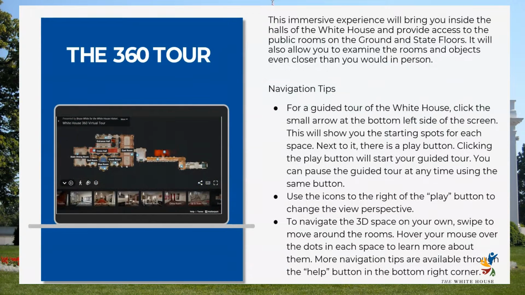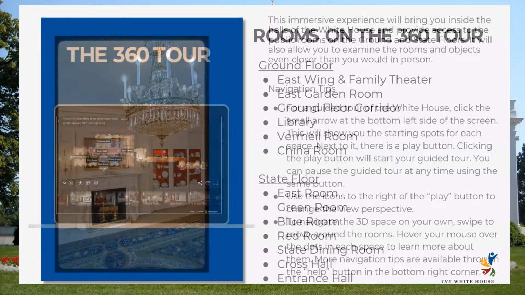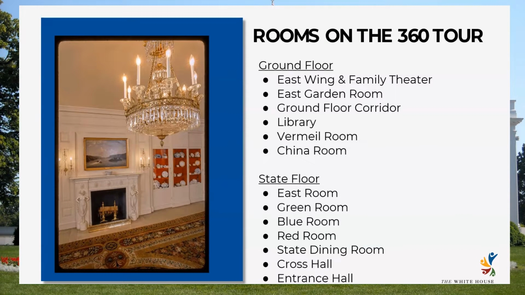So, navigational tips for a guided tour of the White House: click the small arrow at the bottom. Ooh, this is exciting. We will be looking at that tour here in a moment. We can use the icons as play buttons, and there's a navigational 3D space that we could do on our own. So these are the rooms on the 360 tour that we're going to be taking a look at.